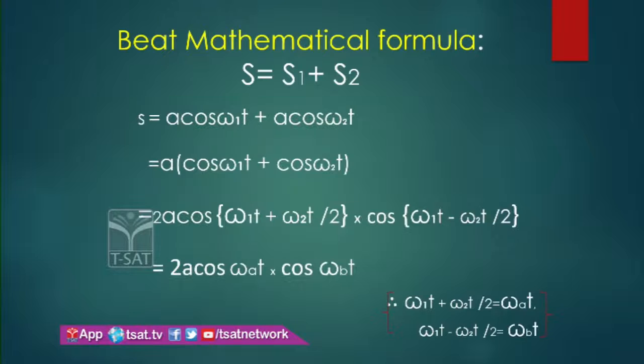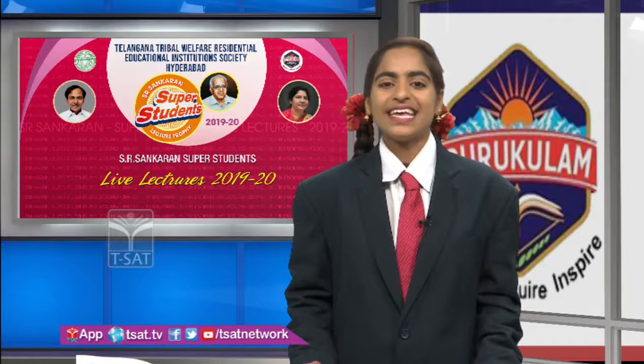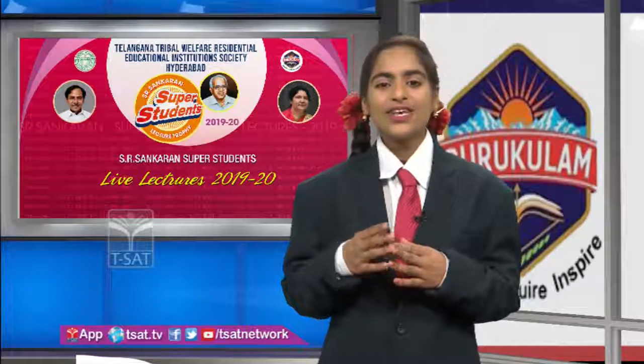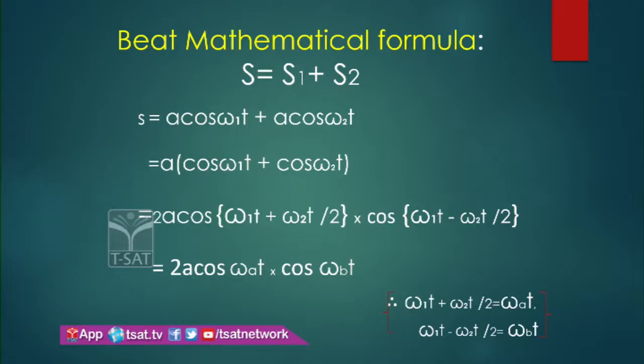We are going to find the beat formula now. We can denote displacement as y, and s also we can take for displacement. So here we take s is equal to s1 plus s2. Now s is equal to sound wave 1, a cos omega 1 t, plus a cos omega 2 t as wave 2. When these two sound waves interact with each other in the air, we get a cos omega 1 t plus cos omega 2 t. Let us take a as common, and cos omega 1 t plus cos omega 2 t in a bracket.